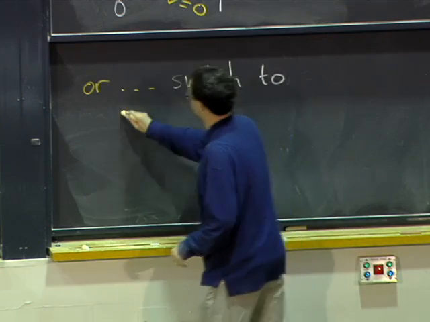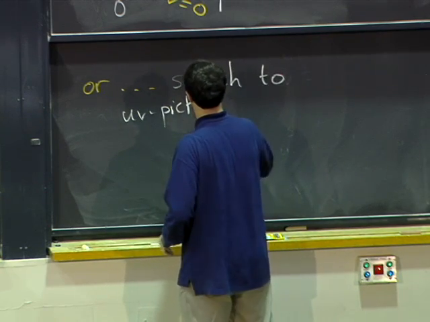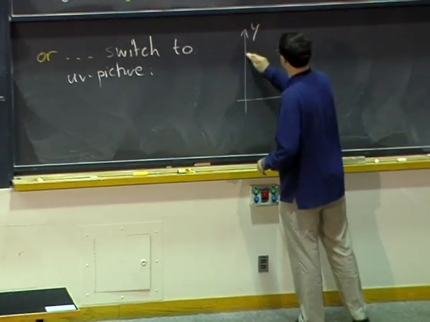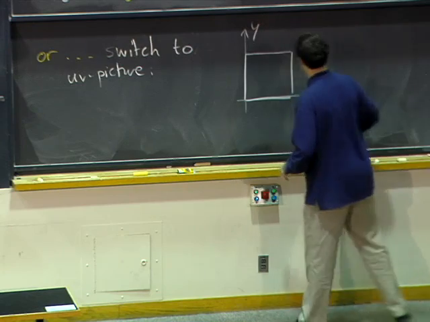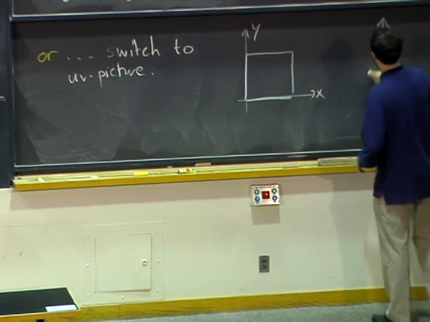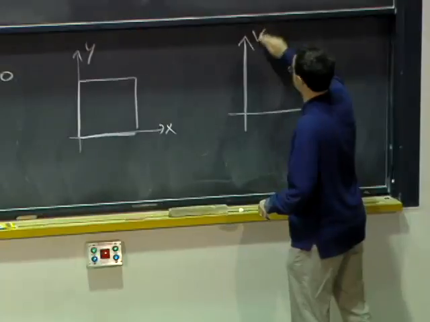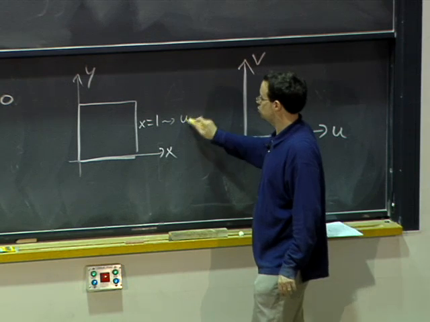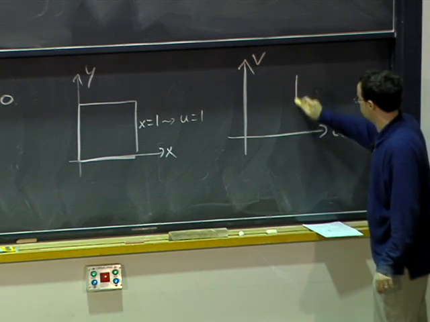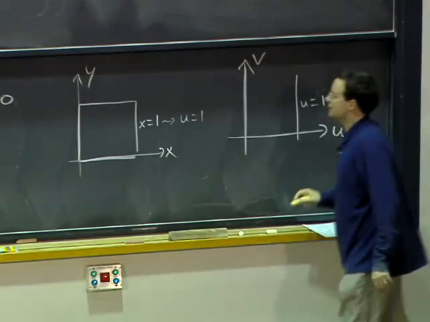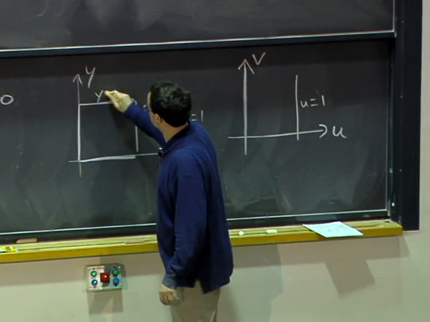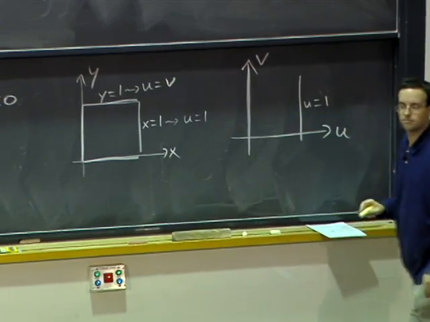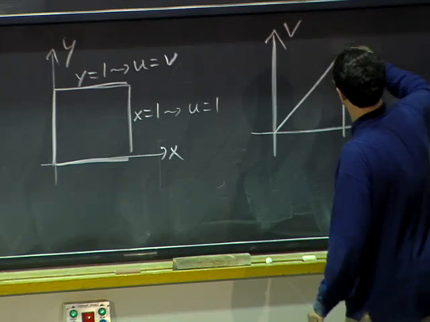Switch to a uv picture. What do I mean by that? Well, we had here a picture in xy coordinates where we had our sides. And we're going to try to draw what it looks like in terms of u and v. So here we said this is x equals 1. That becomes u equals 1. So we'll draw u equals 1. This side we said is y equals 1, that becomes u equals v. That's what we've done over there. So u equals v.